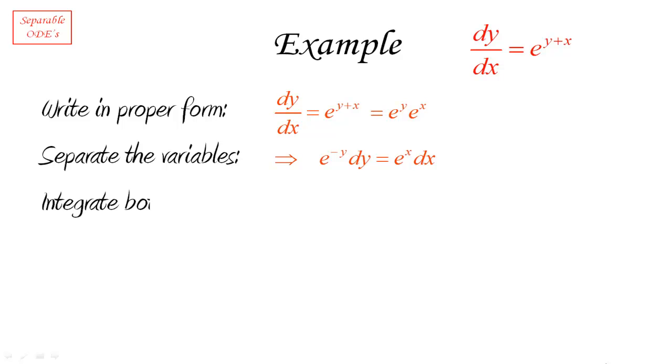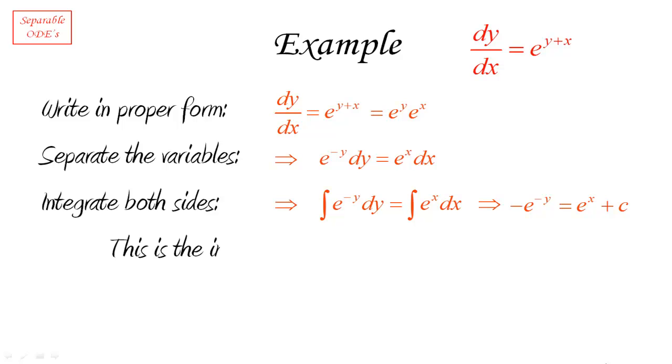And now next step, I'm going to integrate both sides, and so that gives me on the left hand side the integral of e to the minus y dy, on the right hand side the integral of e to the x dx. Well, both of these integrals are very easy to compute, and probably you've already done so, and so I end up with, on the left hand side, minus e to the minus y, and on the right hand side e to the x, and then of course we have to add the plus c. Let's not forget to do that. So now this is already a solution. This is the implicit solution of our ODE.